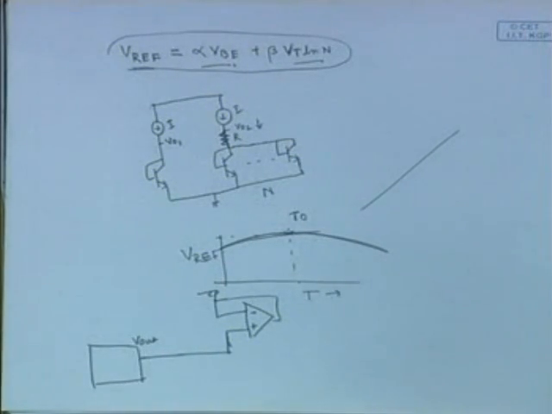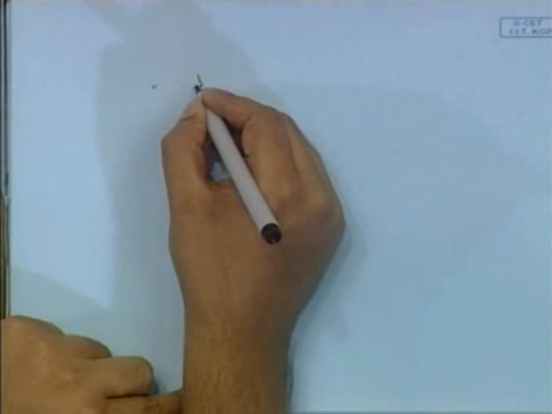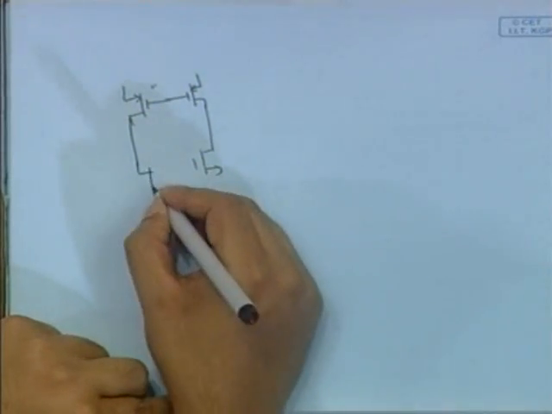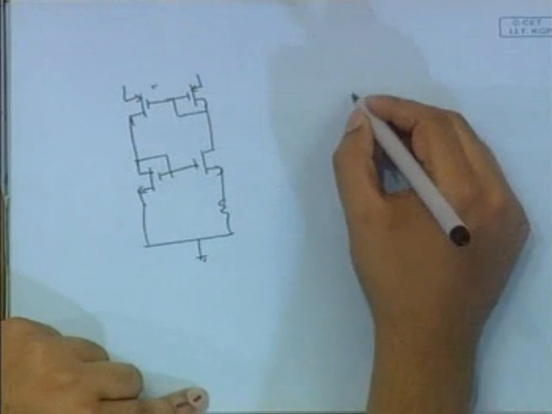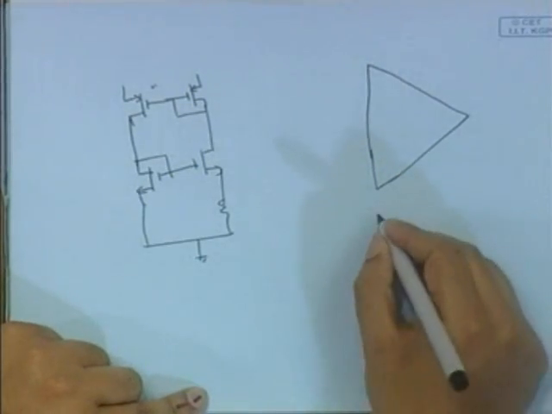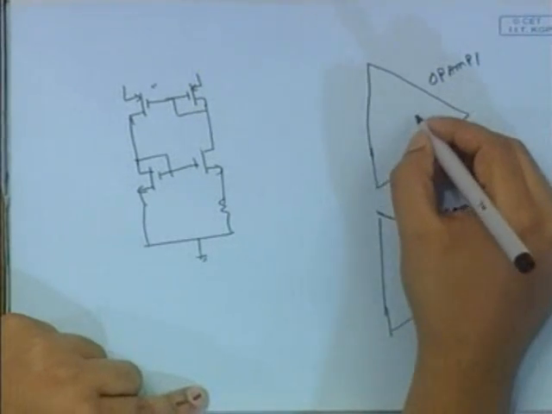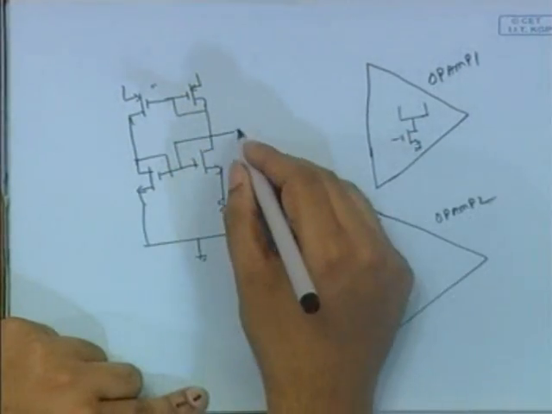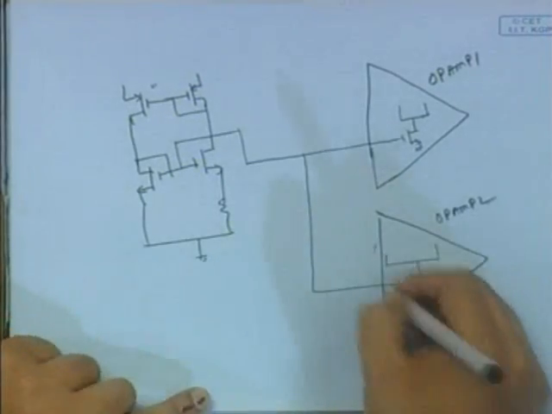Again, from this circuit where we have designed a particular current reference, for example, here is op amp 1, this is op amp 2, and this is the differential structure. This is my differential stage.